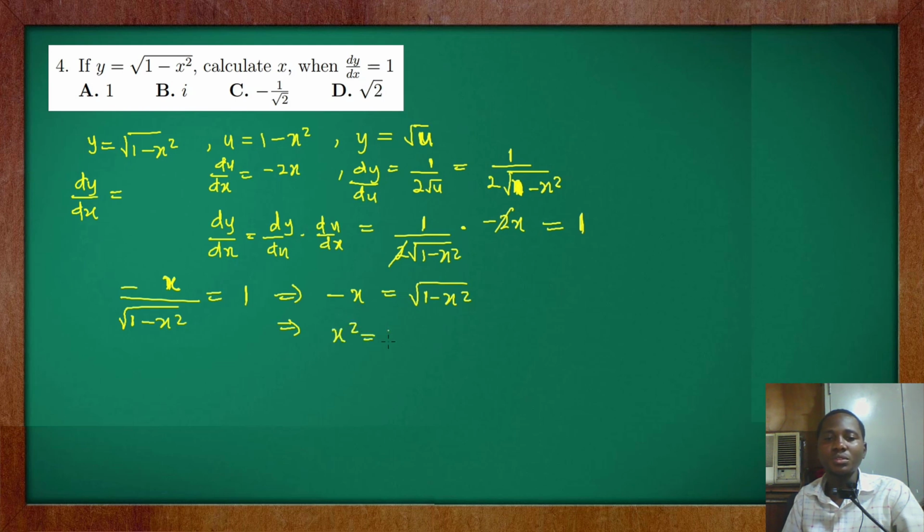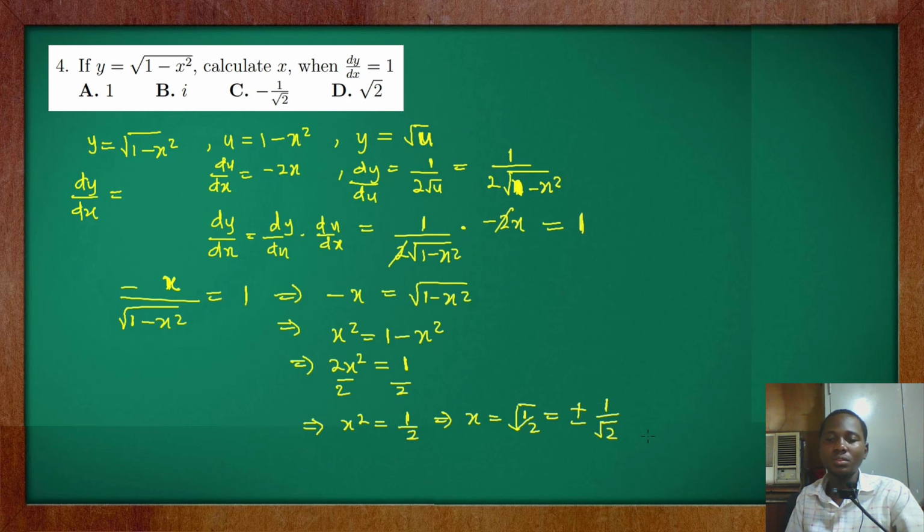x squared to be equals to 1 minus x squared. And if you cross multiply, that means that we are going to have 2x squared to be equals to 1. Dividing both sides by 2, that means that our x squared is equals to 1 over 2. Alright, so that means that our x is equals to the square root of 1 over 2, which is what? Plus or minus 1 over root 2.